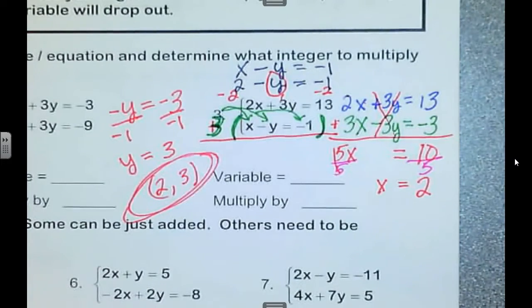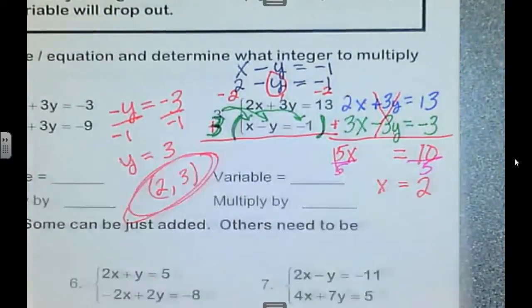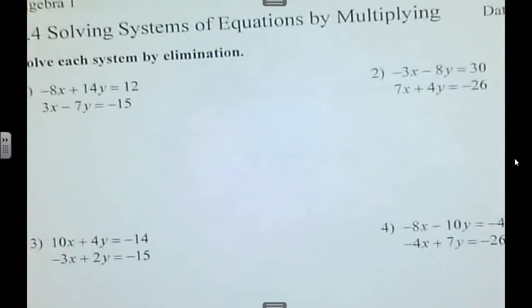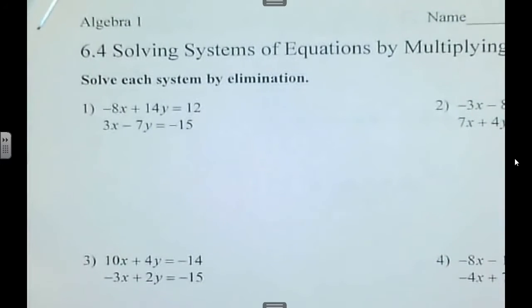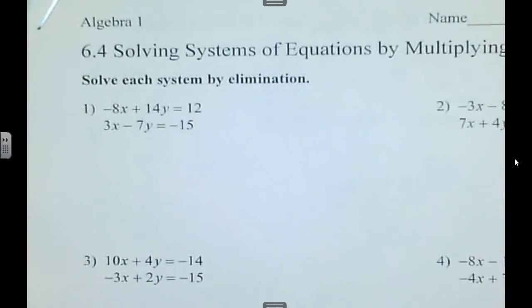And then you were supposed to work on page 1 of the worksheet. That's all this was: multiplying one of the equations by a number and then adding them up. And again, if you think a step or two ahead of time, it'll save yourself a lot of writing.